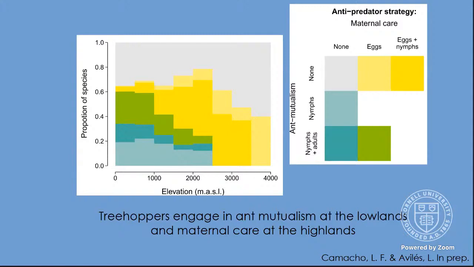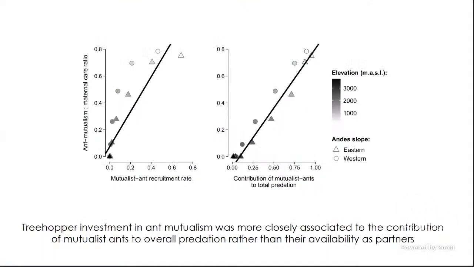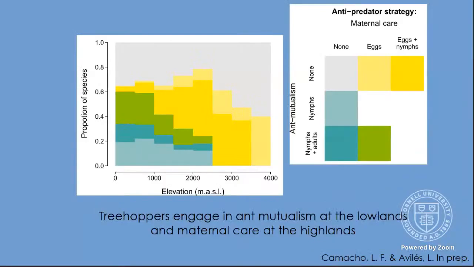relying on mutualism, right? But communities in the highlands, on the other hand, are mostly dominated by species that rely on maternal care, and it's all filled with yellow. So this showed that maternal care, I think, is working as an alternative strategy to mutualism. As ants become less available at higher elevations, the species begin to rely more and more on maternal care.